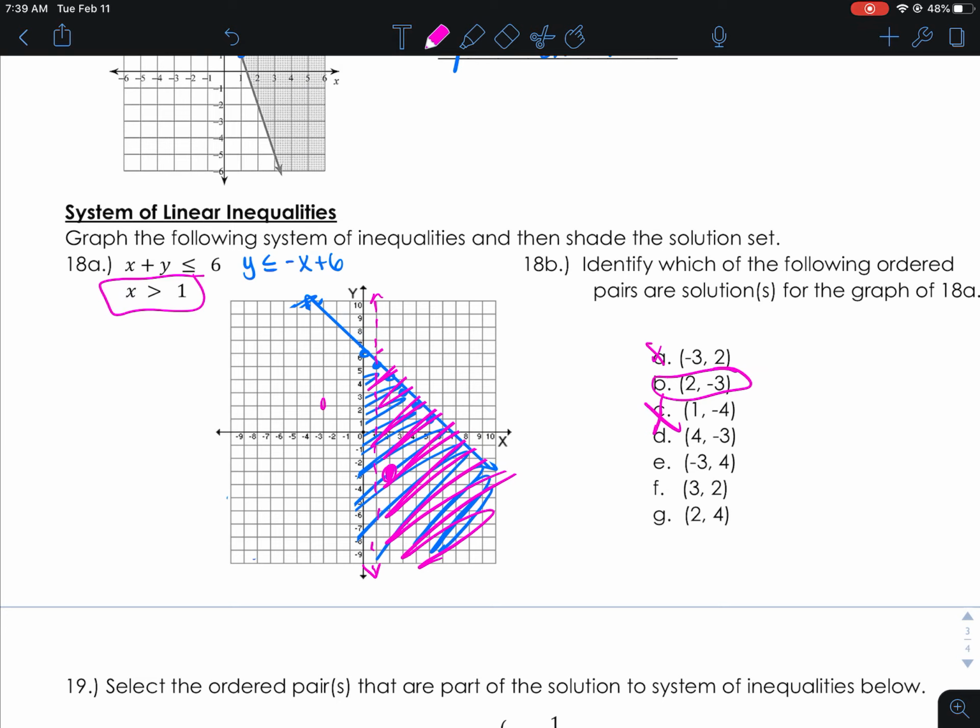(4, -3), yes, that's like down here somewhere. That's good. (-3, 4), that's definitely not. That's like all the way up there. And then (3, 2), that's a yes. And then (2, 4) is a yes because it's on the solid line.